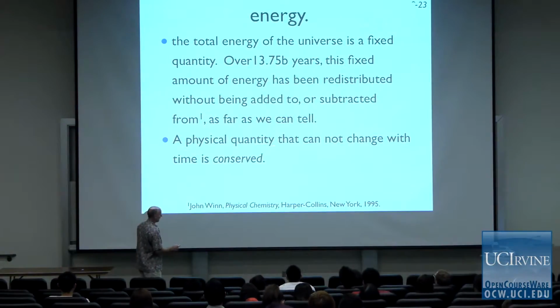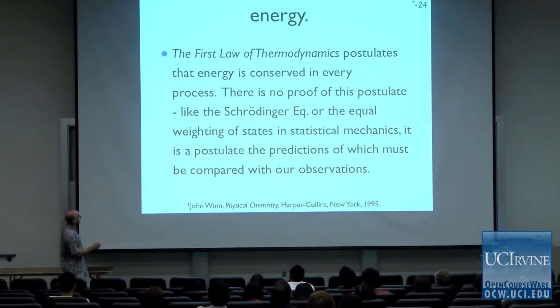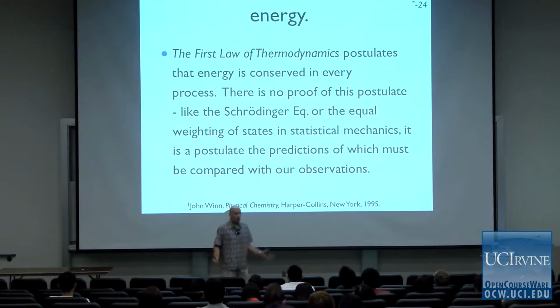Any physical quantity that cannot change with time is a conserved quantity. So energy would be an example of that. Right? It's a conserved quantity in the universe. The first law of thermodynamics postulates that the energy is conserved in every process. Now, there is no proof that this is true. All right? It's like the Schrodinger equation. There's no proof for the Schrodinger equation.